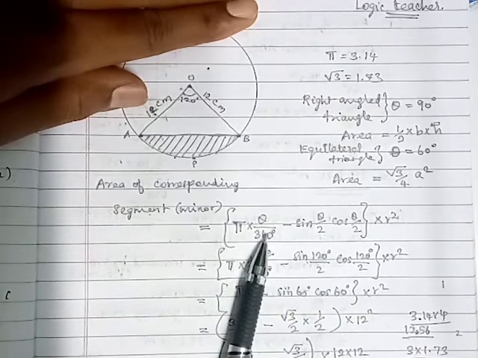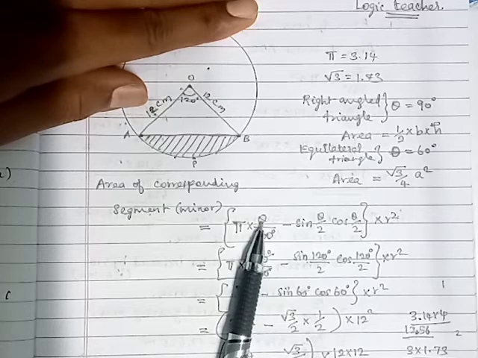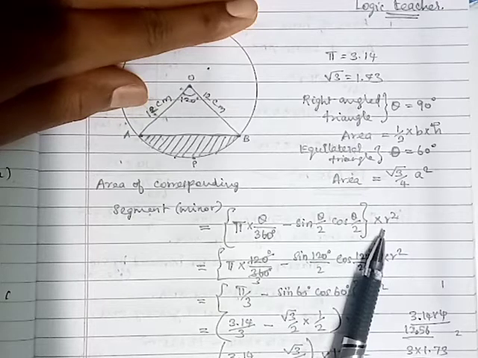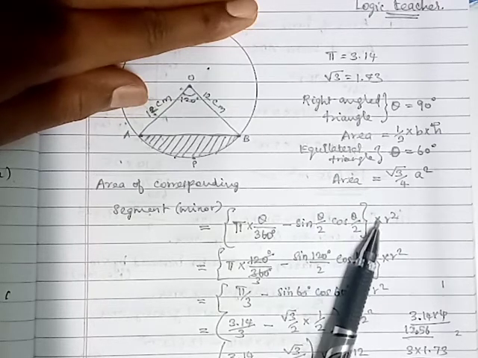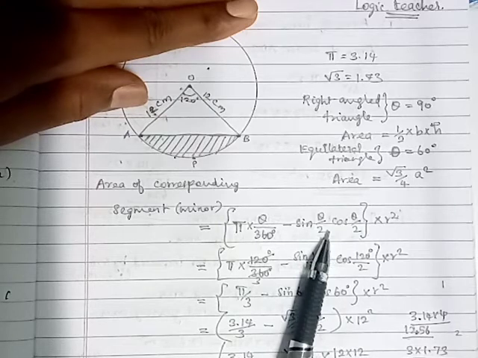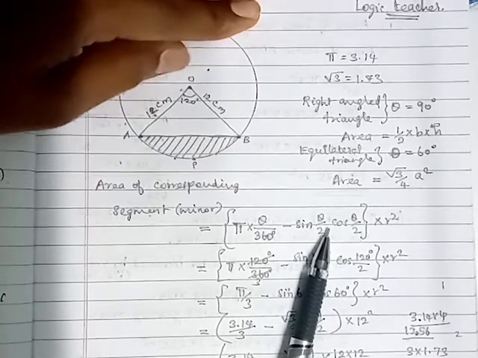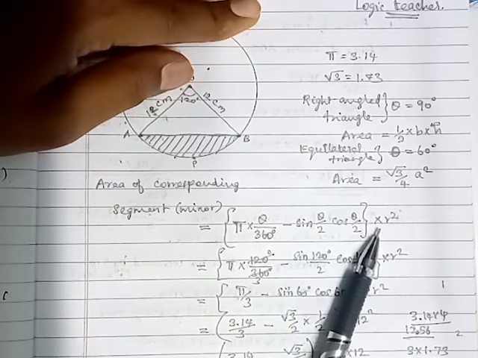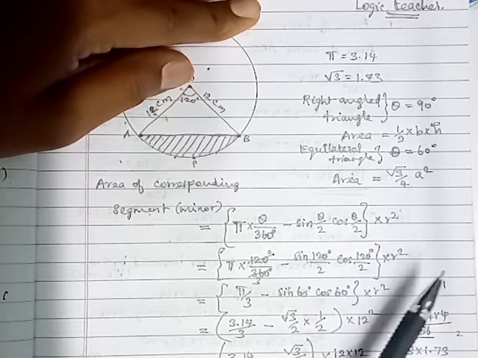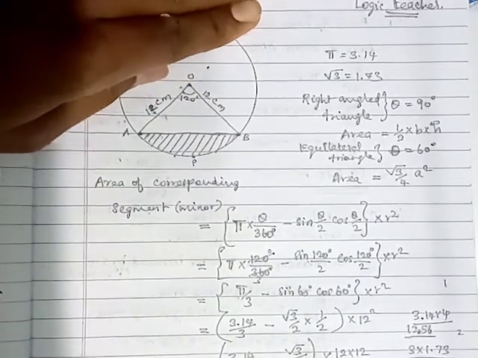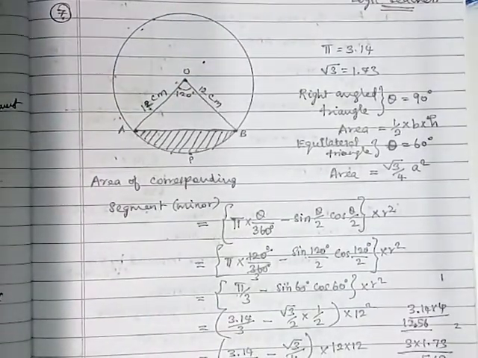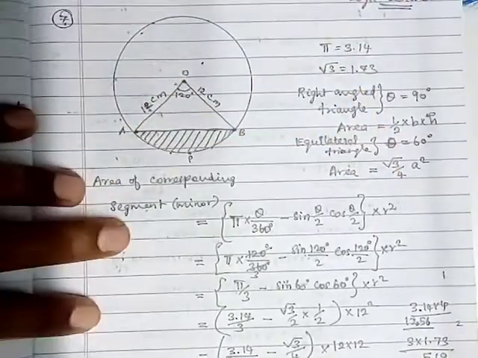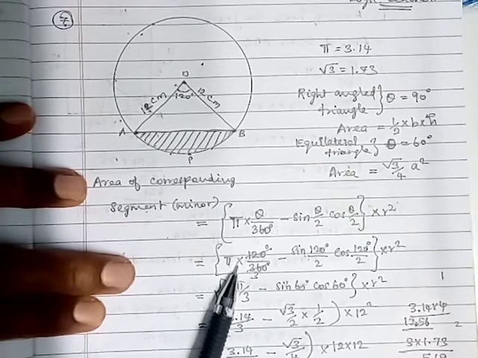This is the same, theta by 360 pi r square, but you should subtract this value now. Why do you subtract this value? Because this is not an acute angle, so sin theta by 2 cos theta by 2 into r squared, we took r squared as common, that's it. So it is pi theta by 360 minus sin theta by 2 cos theta by 2, with r squared common.